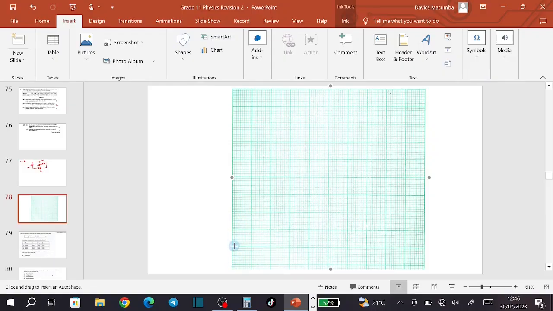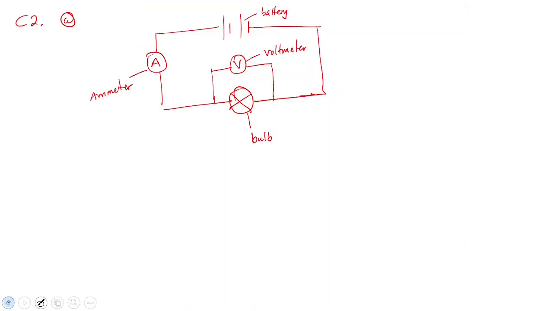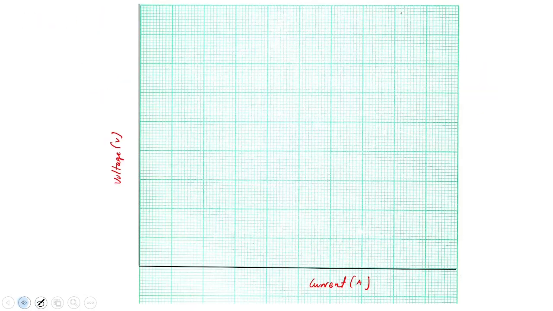So it will pass through here. Let's leave it like that. And this one. Okay, yeah. So this side will have voltage in volts, then this side will be current in amps. Then we'll come back to look at it, or we'll put the title first.